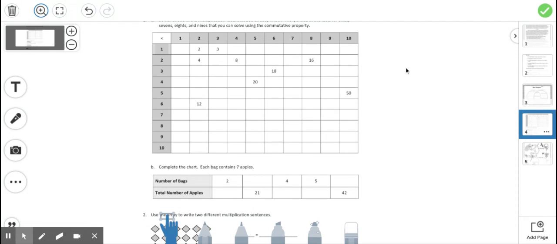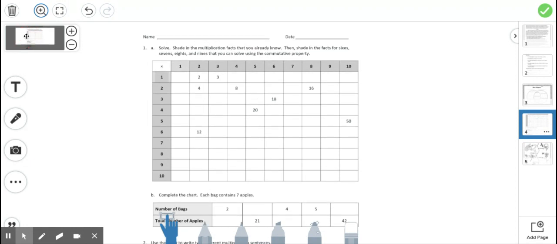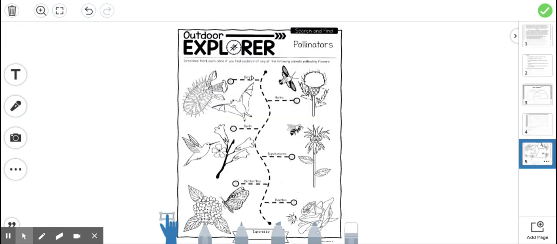Fill out this chart, and it does say at the very, very top that you should shade in the multiplication facts that you already know. How many of these could you write down without actually having to think about it? Like, how many did you just know? Like that. Page 5 is another redo.